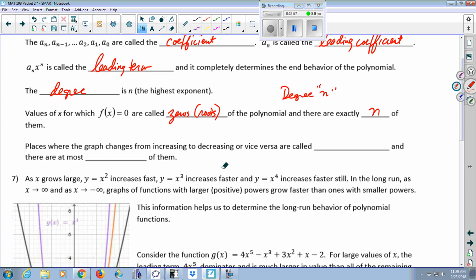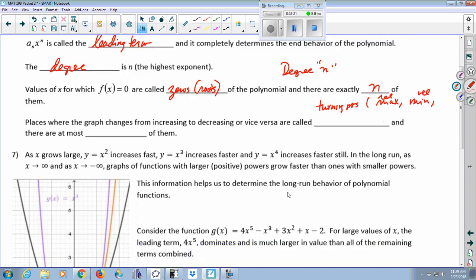Places where the graph changes from increasing to decreasing or vice versa are called the what? They're turning points. Yep. Another word you might have learned along the way are maximums and minimums, right? Relative maximums and minimums, absolute maximums and minimums, local maximums and minimums. But to cover all of them, we use the term extrema, which is a plural. With the A at the end, it's plural. Individually, they're extremum, M-U-M.